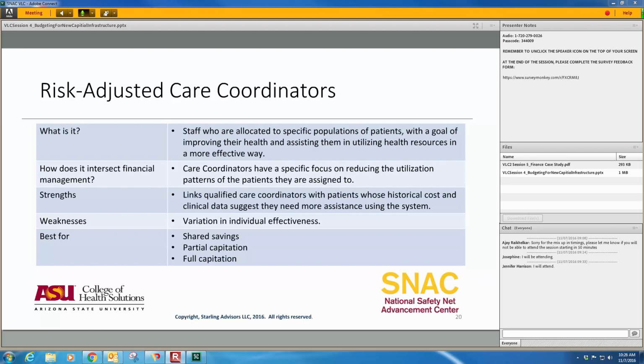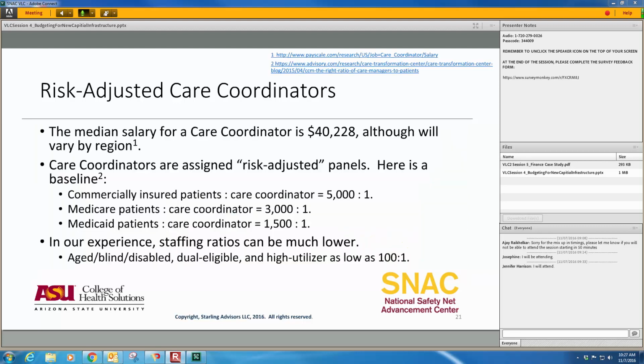And as I mentioned, we see this concept of risk-adjusted care coordination across virtually the entire spectrum of value-based reimbursement once you get beyond basic pay for performance. So here's an example of a model. Again, we pulled some data which indicated that roughly the median salary nationally was about $40,000, and that organizations were looking to assign patients to a care coordination model based on a risk-adjusted approach.